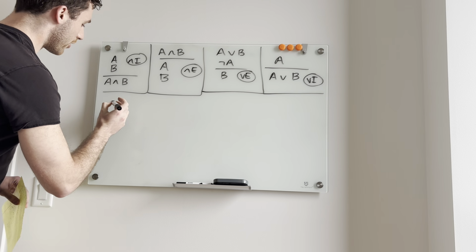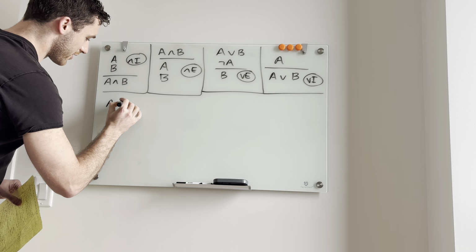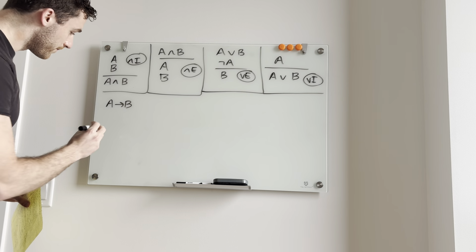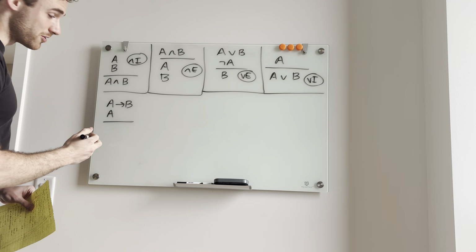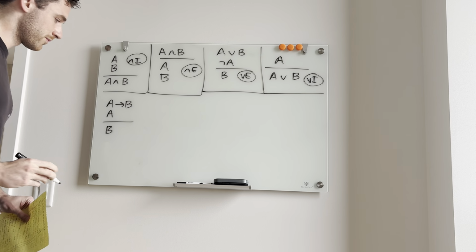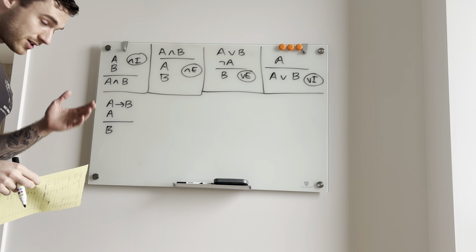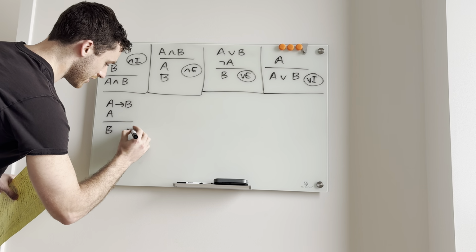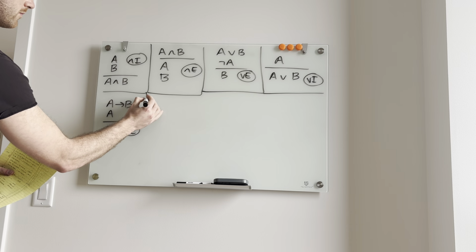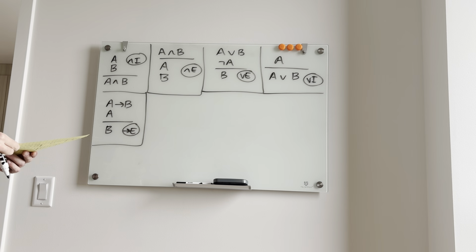Next thing we got is arrow elimination. So let's say you're given A implies B, and you're given A. From this, you can conclude B. So A implies B, you get A, that means you know B. This is called arrow elimination. Okay?